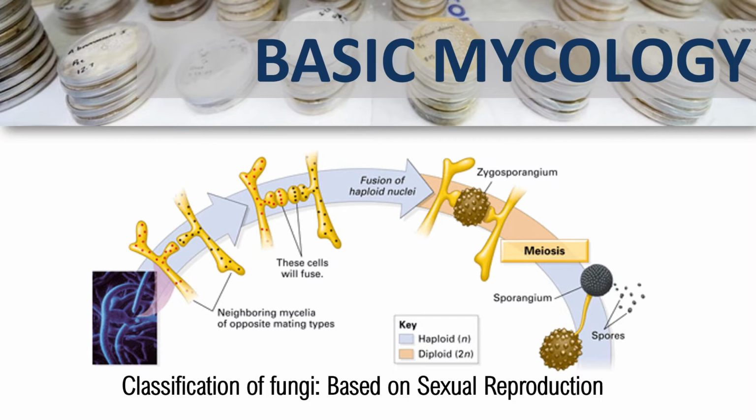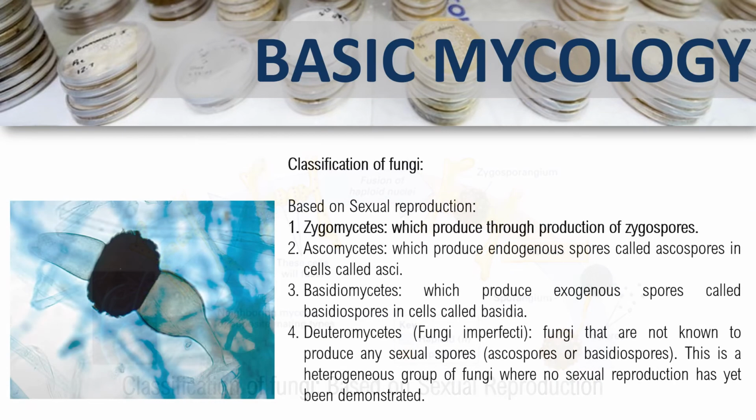So let's jump with the classification of your fungi class. So meron tayong dalawang classification of your fungi. And first, we will discuss based on sexual reproduction. So, based on sexual reproduction naman class, they are actually classified into 4. So, first class, you have your Zygomycetes, which produce through the production of your zygospores. So, zygospores class, in microscopic appearance, they look like this one.